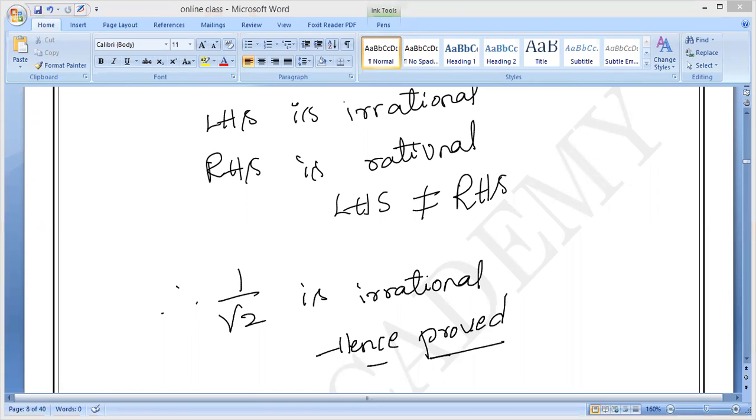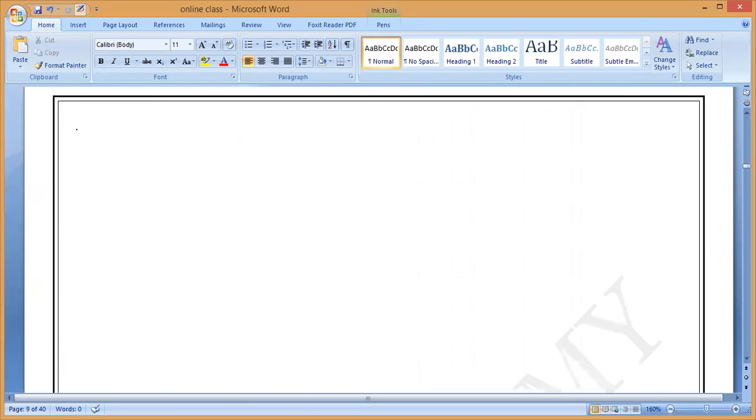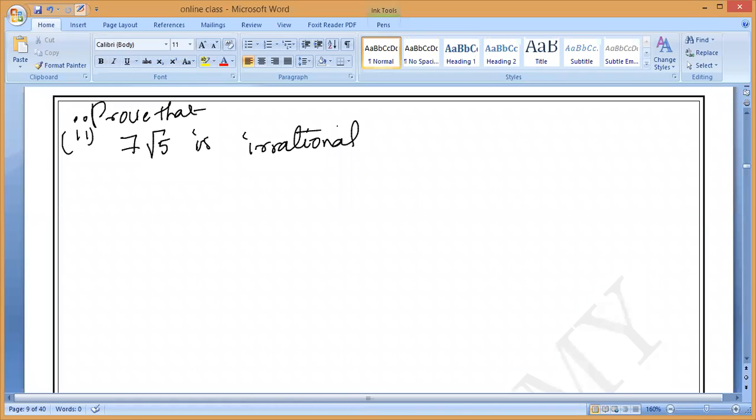Yes, ma'am. What is next question? Next question is prove that 7 into root 5 is irrational. So, what is our assumption? 7 root 5 is rational, ma'am. Okay, let us assume 7 into root 5 is rational.